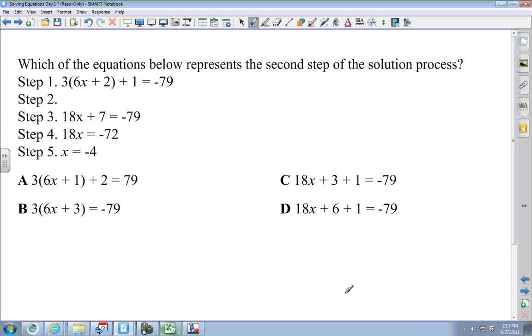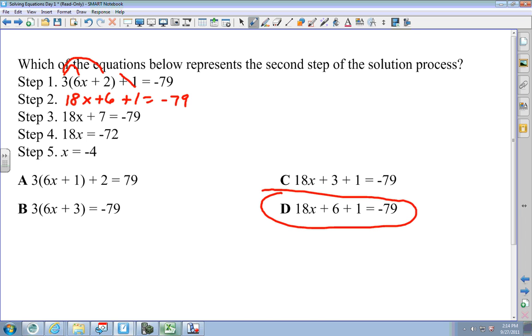Look at the next one. This one says, which of the following equations represents the second step in this solution process? Well, first off, what do you do in this one? If I cover up this on the left-hand side, the first thing I'm going to do is the distributive property. I'm going to multiply these two right here. Do you multiply by the 1? No, you do not. Don't multiply by this. So I'm going to have 18x plus 6 plus 1 equals negative 79. Well, here it is, this answer right here.